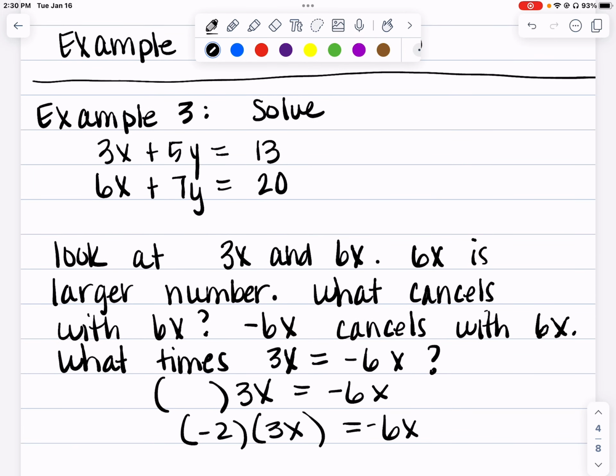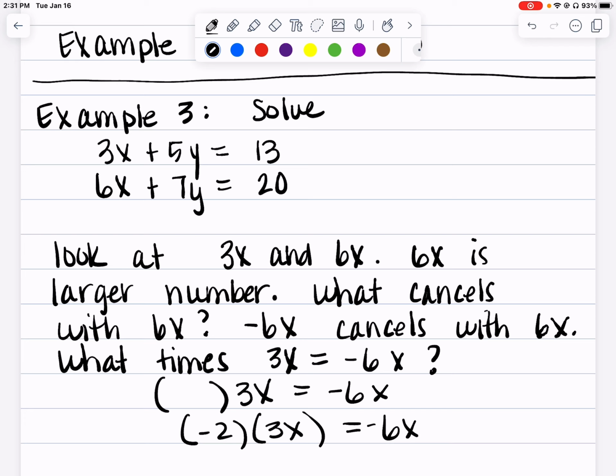Okay, so example 3, solve 3x plus 5y equals 13, 6x plus 7y equals 20. Now notice, we can't get x and y by itself without fractions. Now you can do that, but it makes it so much harder, okay? So do this. Look at the 3x and the 6x. 6x is the larger number.